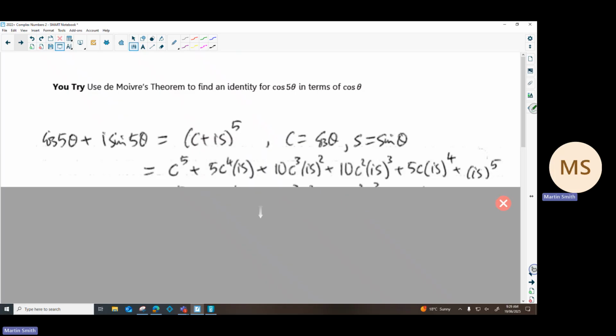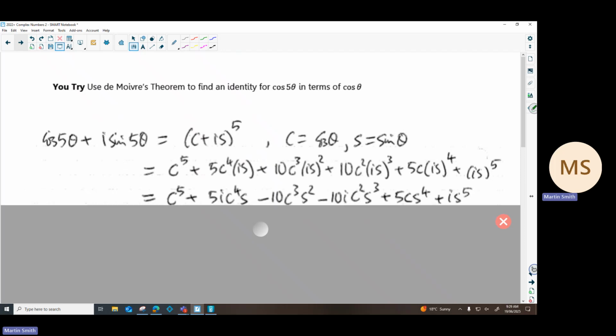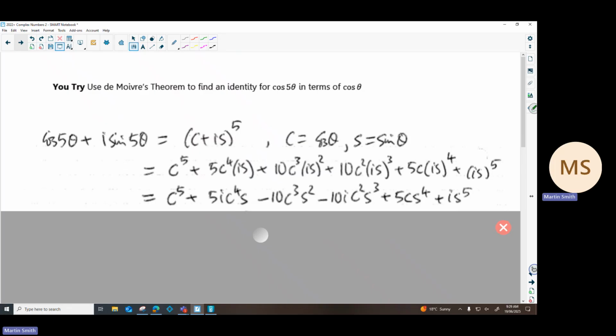Then expand the right-hand side by the binomial expansion formula. You'll get this. And that's using the fact that 5c1 is 5, 5c2 is 10, etc. Then simplify the powers of i. You get this expression, c to the 5 plus 5i c to the 4 s minus 10c cubed s squared minus 10i c squared s cubed plus 5c s to the 4 plus i s to the 5. That's because i to the 5 is just i.